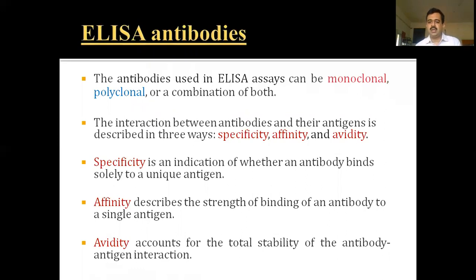The interaction between antibodies and their antigen is described in 3 ways: specificity, affinity, and avidity. What I told you just now. Specificity is an indication of whether an antibody binds solely to the unique antigen. So there should be a uniqueness between the antigen and antibody. Affinity describes the strength of the binding of an antibody to a single antigen, and avidity accounts for the total stability of the antibody-antigen interaction. So it has to be stable also. It should not happen that an antigen binds to an antibody and then dislocates from it again. This should not happen, so all these things need to be considered as well.